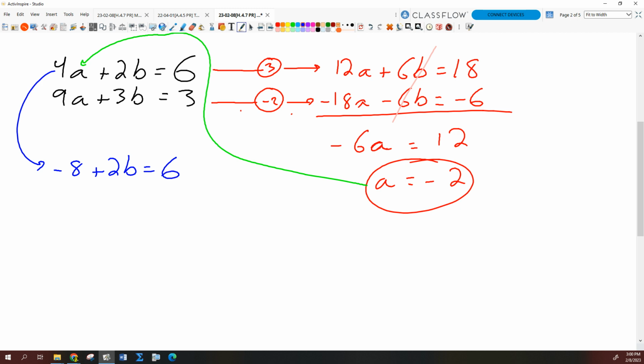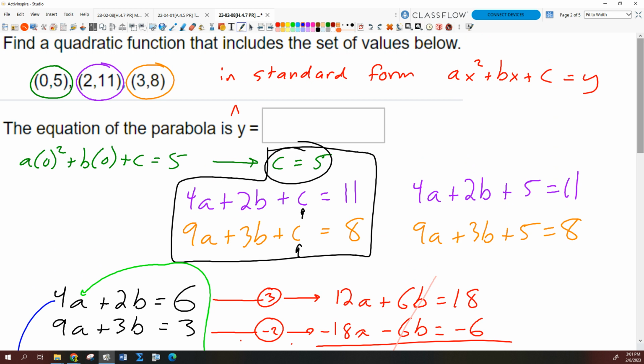Last two steps to solve for b. Add 8, divide by 2, and what do I get? 7. Yep. 14 over 2, which is 7. So I found them. A is -2, B is 7, C is 5.